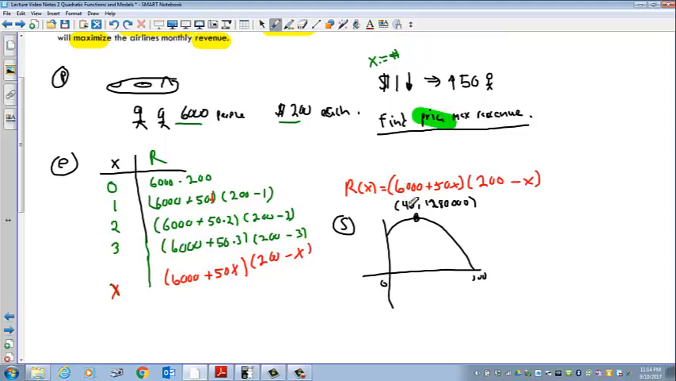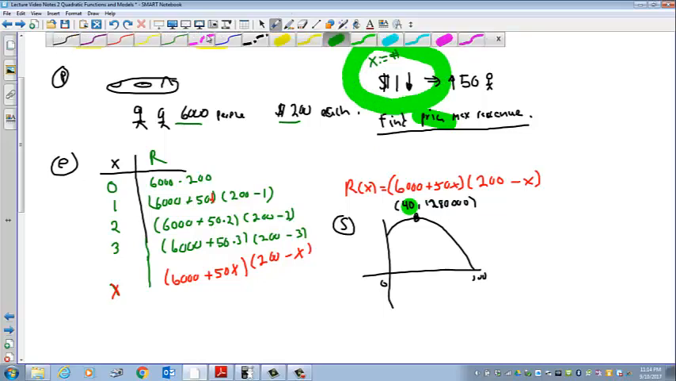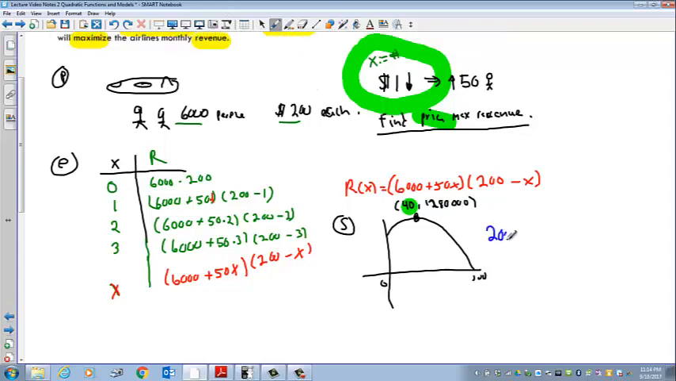And you have to be a little bit careful because it's not 40. Remember what x is. The input is not the amount you paid for the ticket. It's actually the amount you went down on the original ticket. So the original ticket was $200 and you went down 40 $1 decreases. So minus 40, which is $160. And that's my answer. So if you charge $160 in this case, you will get the maximum revenue of $1,280,000.